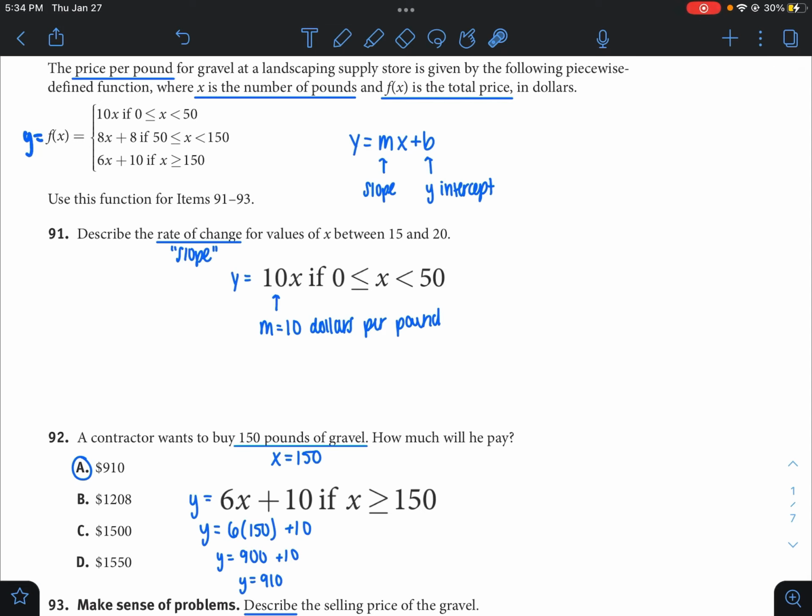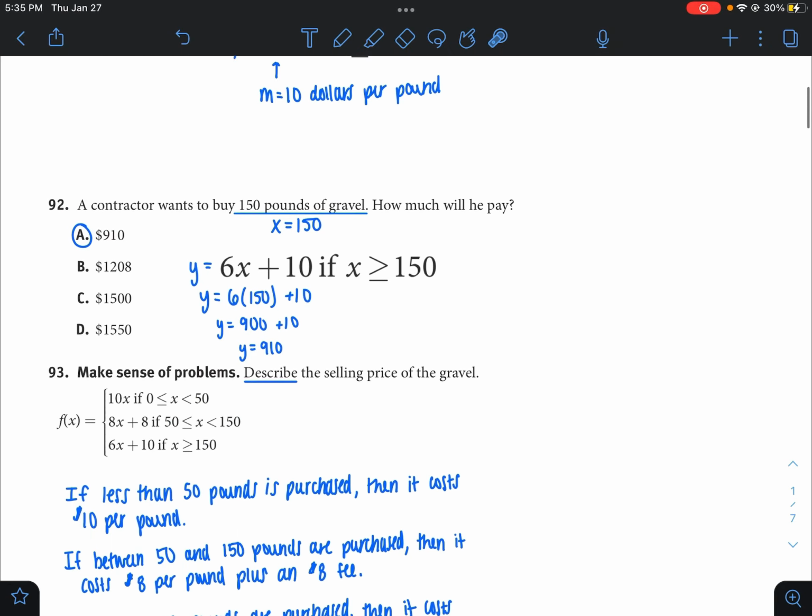So that means we now have to use this second piece of the function because this says if X is greater than or equal to 150. So since we're at exactly 150, we're going to plug that in for our X value. 6 times 150 is 900 plus 10, we get 910 as our output value.